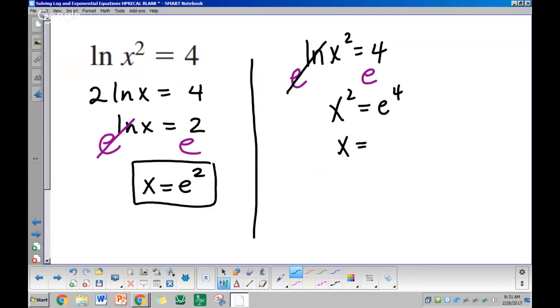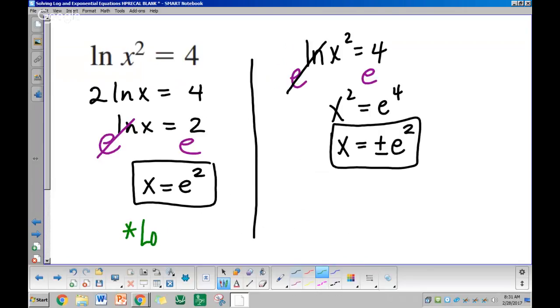So what happened? We do have another solution. So what do we do? Which method is right? Did we lose a solution over here? Yes. So what should we do? Exponentiate first. Did you mean to do that? Maybe.